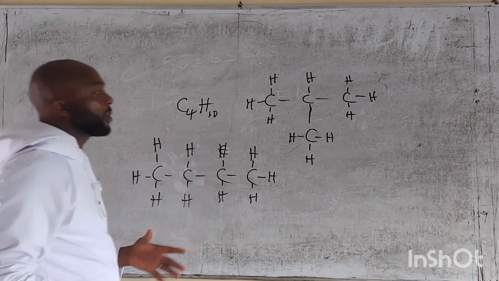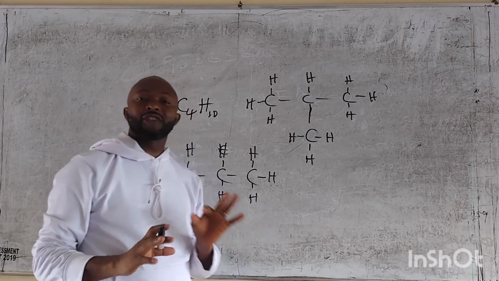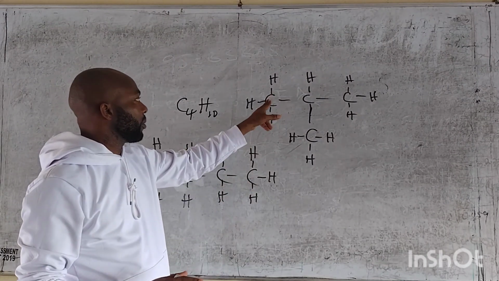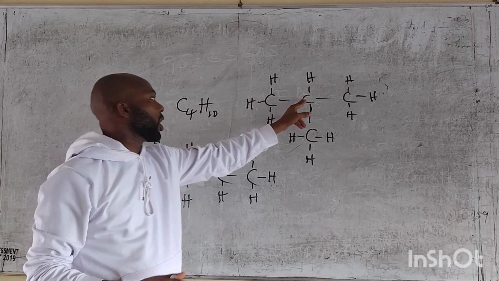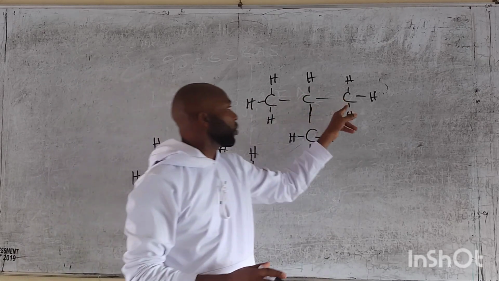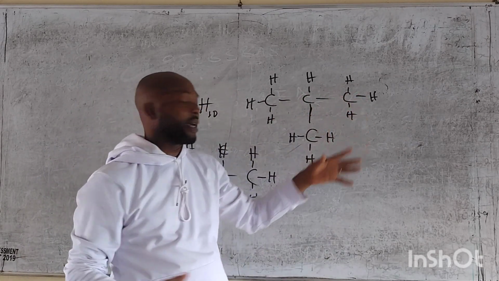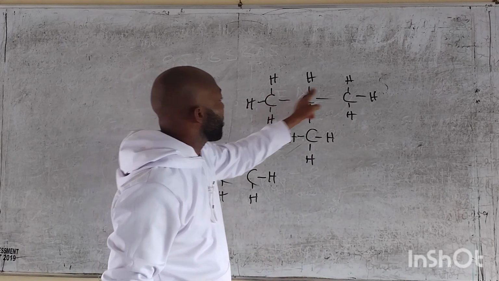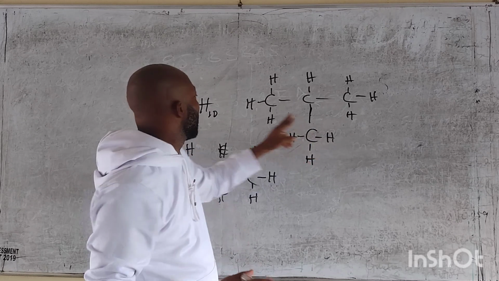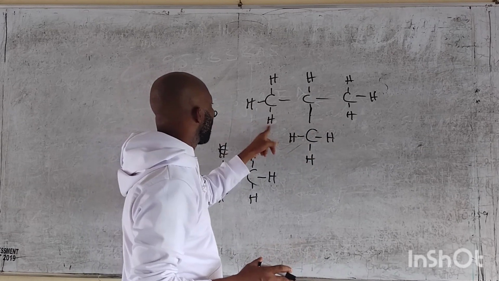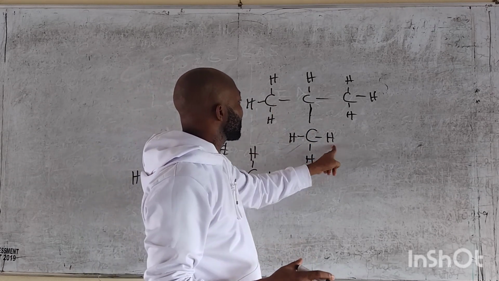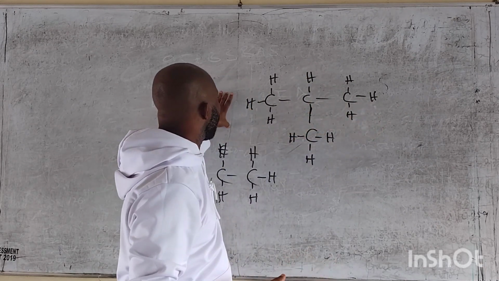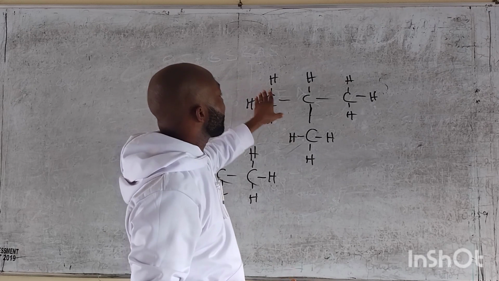Now, remember I told us earlier that carbon is tetravalent, which means it has 4 bonds surrounding it. This carbon has 1, 2, 3, 4. This one, 1, 2, 3, 4. This one, 1, 2, 3, 4. It is important you know that. So now, if I count C4, 1 carbon, 2 carbon, 3 carbon, 4 carbon, I have 4. Let's see the hydrogen to be 10. 1, 2, 3, 4, 5, 6, 7, 8, 9, 10. So in this molecular formula of butane, I have my C4H10.